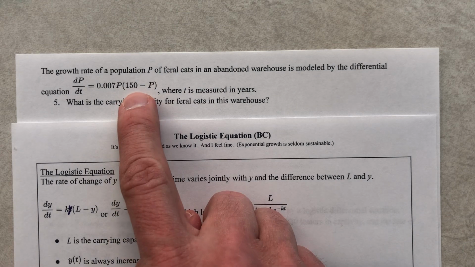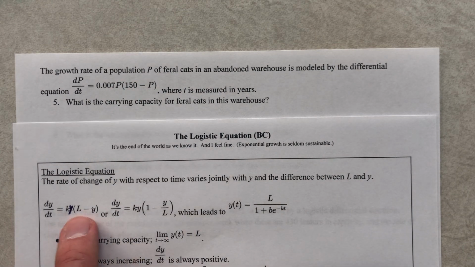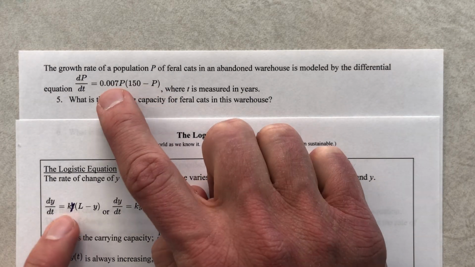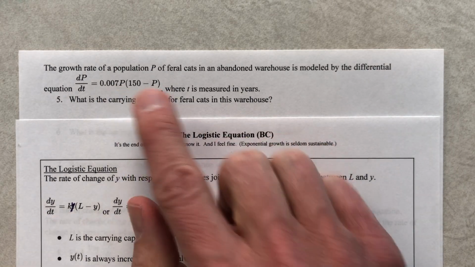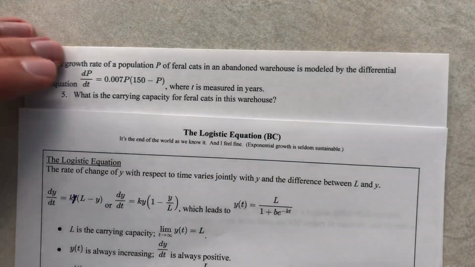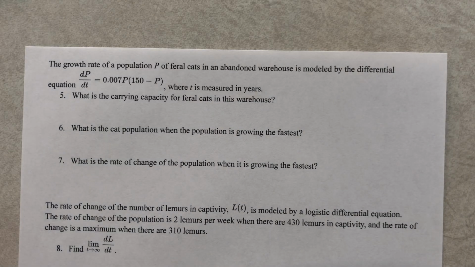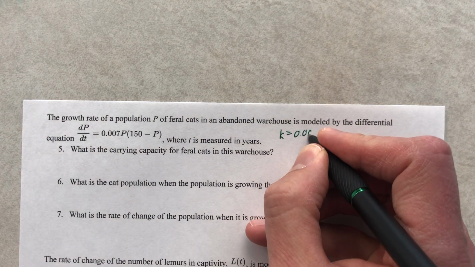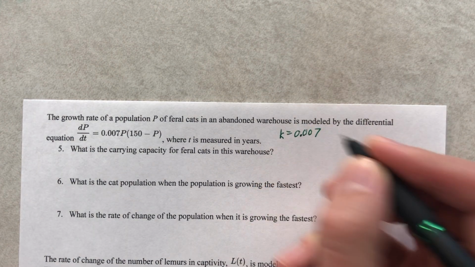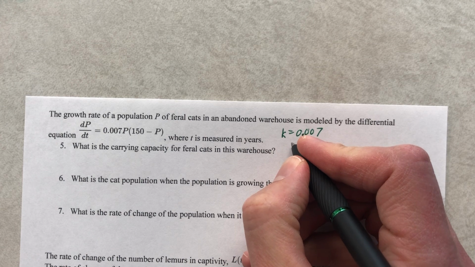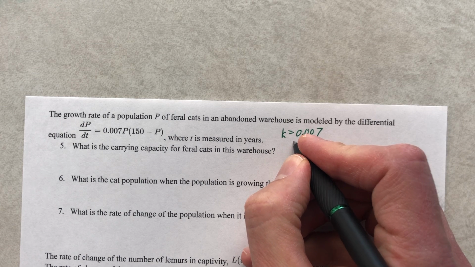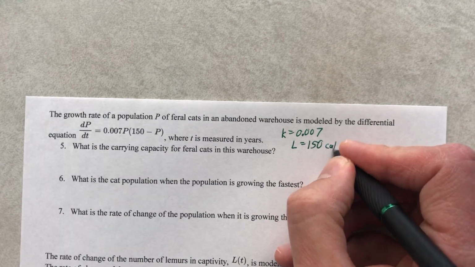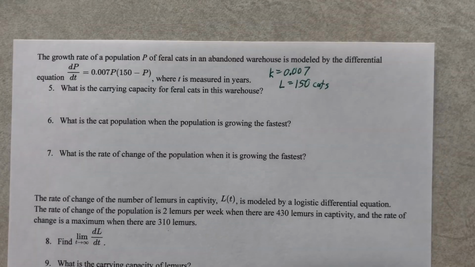Well, first of all, that's not a 1, that's a 150. So we're not here. We must be here. And I noticed that L is 150, K is 0.007, and T is measured in years. So let's just go with that idea. I'm going to write a few things over on the side. I know that K is 0.007, like James Bond, and L is 150. 150 cats, if you want to get technical about it. That's how many cats this warehouse will sustain.